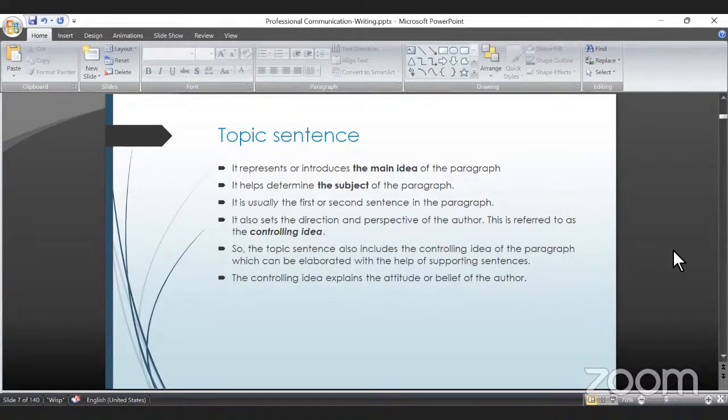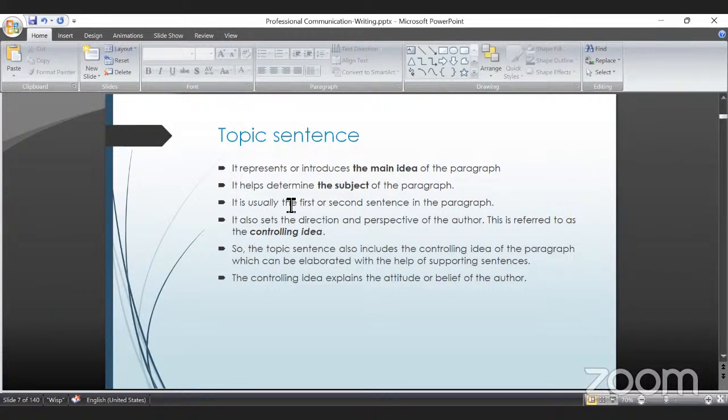Topic sentence, right? The task of this particular sentence is to represent the main single idea of the paragraph. So this introduces you, right? The very first sentence, the topic sentence, introduces you to the main idea of the paragraph. It tells you what the subject of the paragraph would be, right? Now, it says it is usually the first or second sentence of the paragraph. Please concentrate on the word usually here, okay?